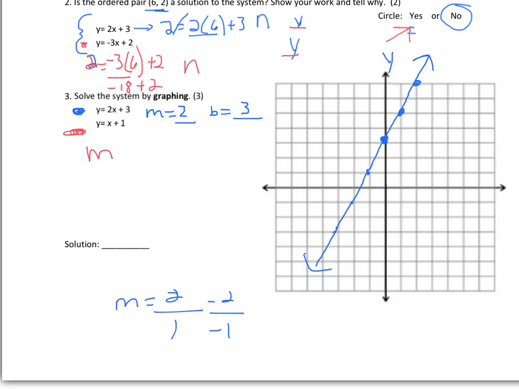Alright, so now the second one, we're going to do the same thing. We're going to pull out the m and the b. B is the beginning, or the y-intercept. M is how you move, or the slope. So it is 1 and 1. The one without the x is your b. The one with the x is your m. And since there isn't anything in front of the x, we know it's going to be 1.